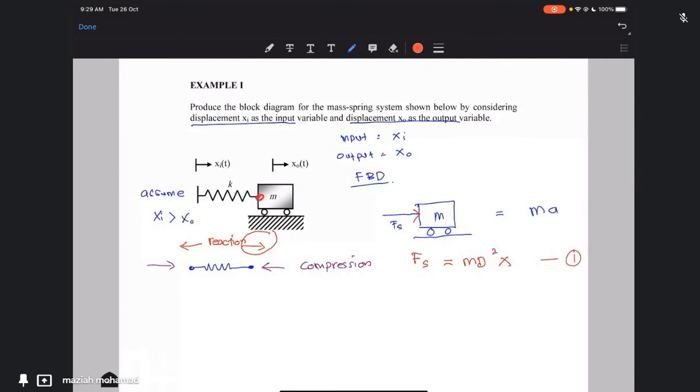All right. Then we will write the equation for the other element, which is the spring, because we only have a spring here. So we also write the second equation, Fs equal to k xi minus x naught, because both ends of the spring will have a displacement. So the equation will become k xi minus x naught. All right, so that's all the equations in this system. Once we have these two equations, now we can draw a block diagram.